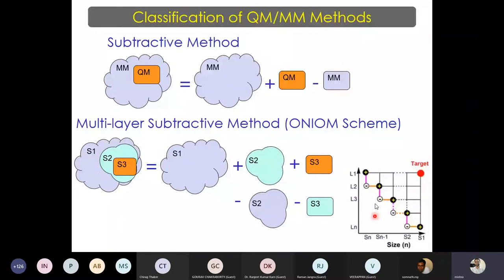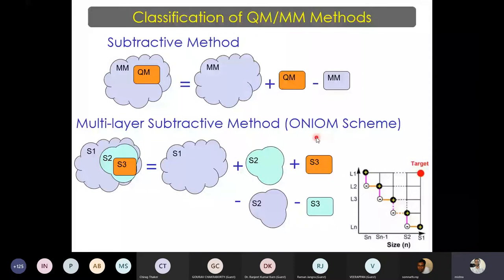So this scheme is called the onion scheme, it has an abbreviation which should remind you of onion, that it is layered within layer within layer. You can have as many layers within this. So this is the power of the subtractive method. Practically speaking, the two layer method is most popular. The three layer method is also used, but rather, let's say, occasionally. Beyond three, it is in principle possible, but in practice, no one perhaps does it.